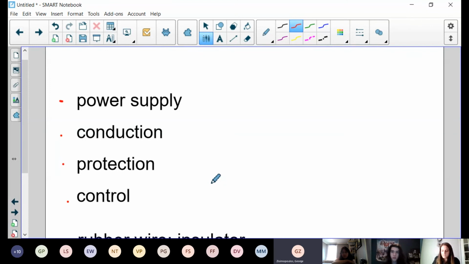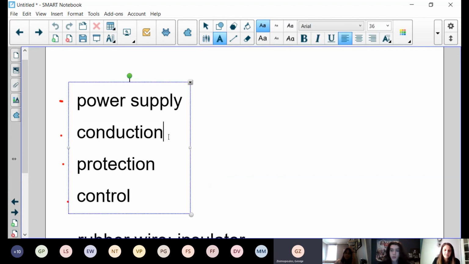Control. Yes, it's a switch. Excellent. Okay, who can tell me a battery is part of what? Which function does it serve? A battery. Power supply. Yes. Okay, how about a copper wire? Conduction, I think. Yes.